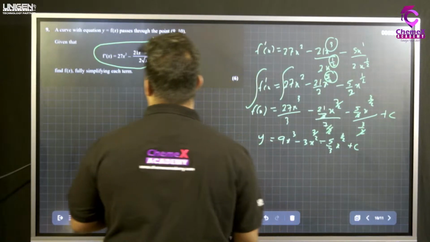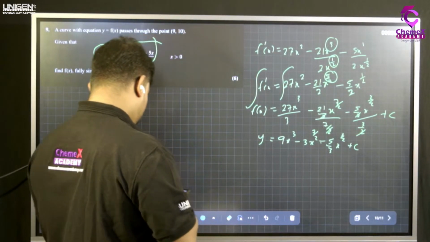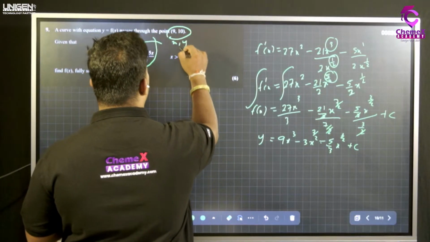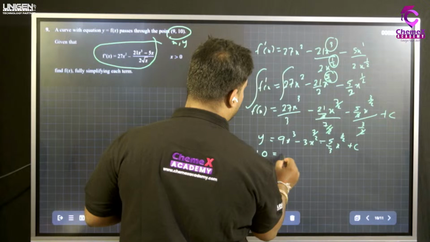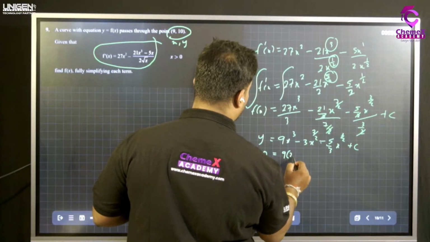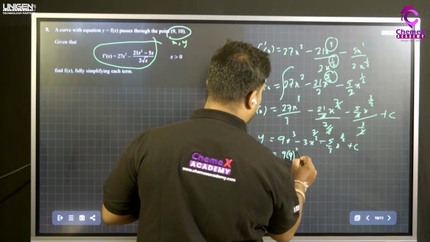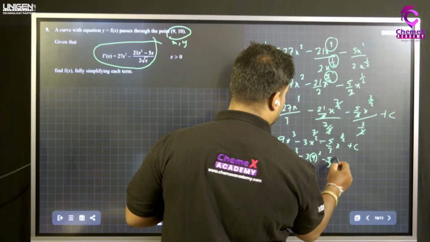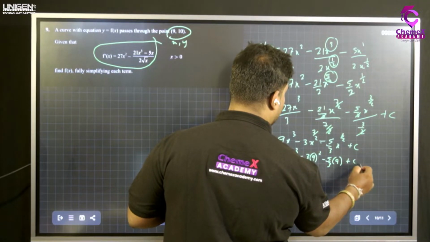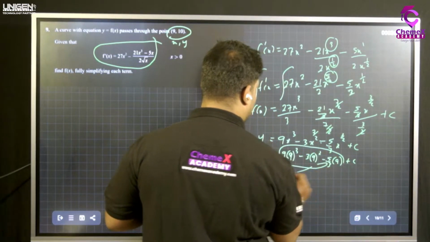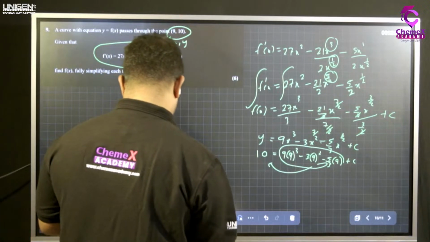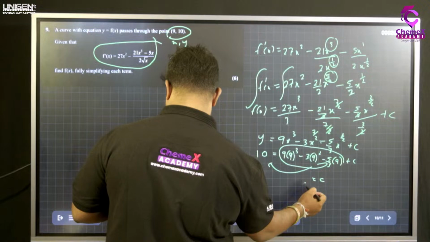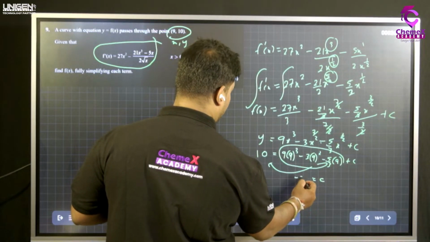This is y. So instead of y, we can write the value they have given. What is the x and y given? x is 9 and y is 10. So 10 equals 9 times 9 to the power 3 minus 3 times 9 to the power 7 over 2 minus 5 over 3 times 9 to the power 3 over 2 plus c. So you can take the whole term to the other side and get the c value. The c value you get is minus 35.